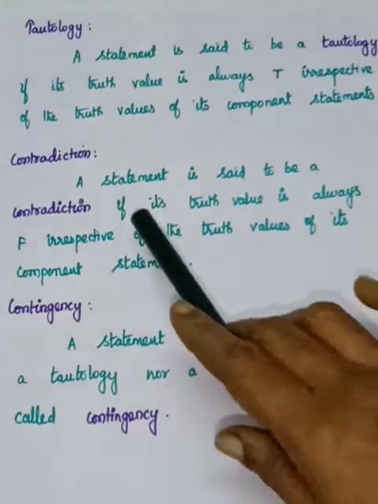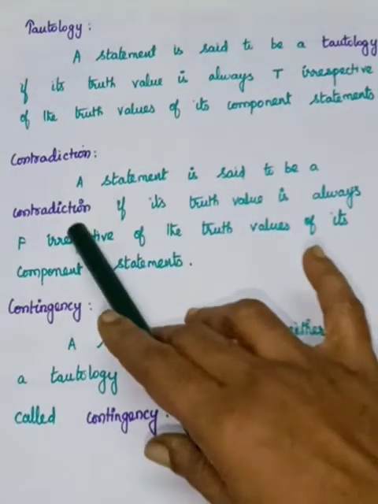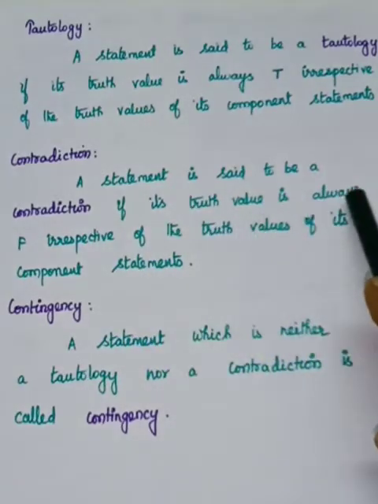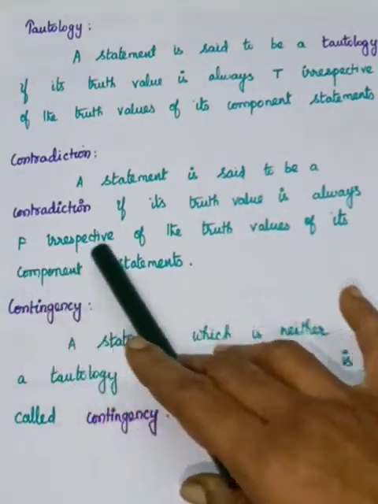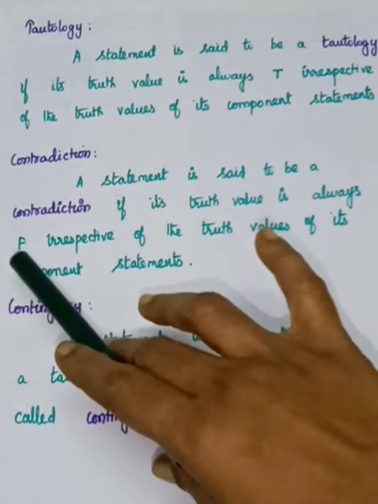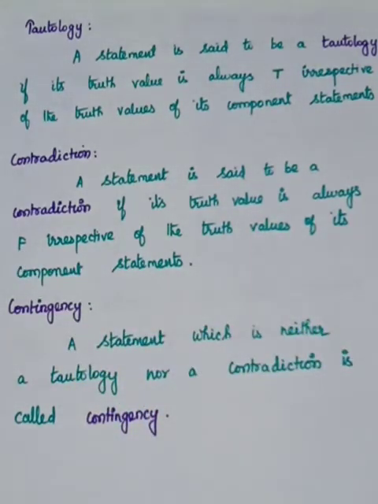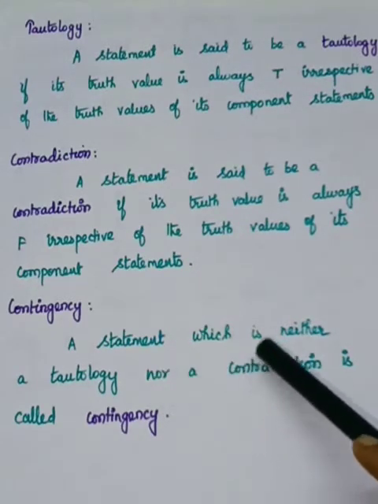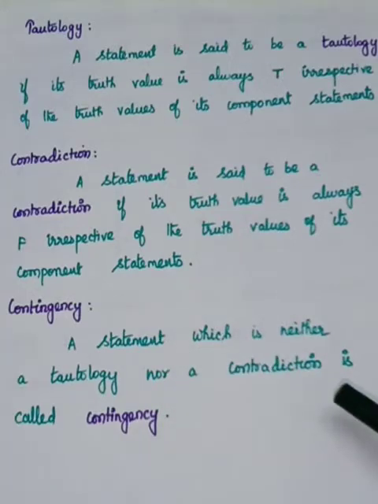And the contradiction. A statement is said to be a contradiction if its truth value is always F, irrespective of the truth value of its component statements. So, whose truth value is always F, that statement is a contradiction. Contingency: a statement which is neither a tautology nor a contradiction is called a contingency.